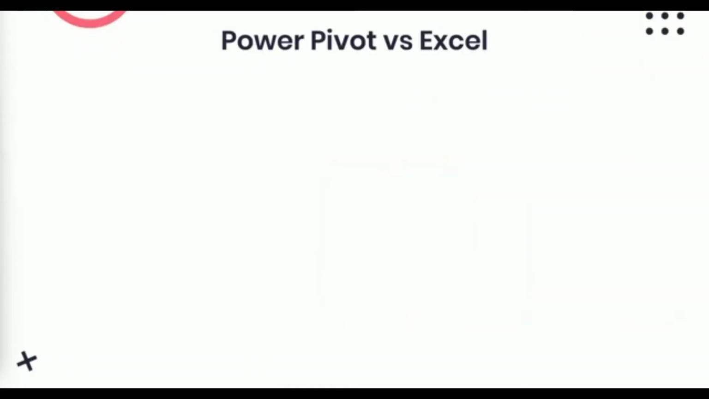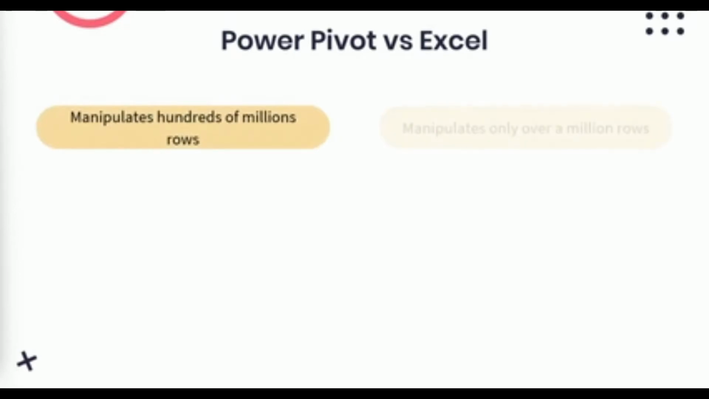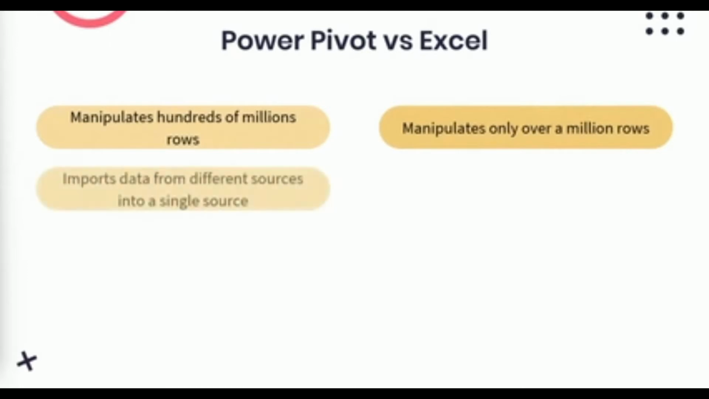But now what's the difference between using Power Pivot and Excel? Power Pivot is a great tool which allows us to import and manipulate hundreds of millions of rows of data. Whereas in Excel, there are hard constraints of just over 1 million rows. Power Pivot allows us to import data from a variety of different sources into a single source. So there's no need to create multiple source sheets, whereas in Excel, we are limited.